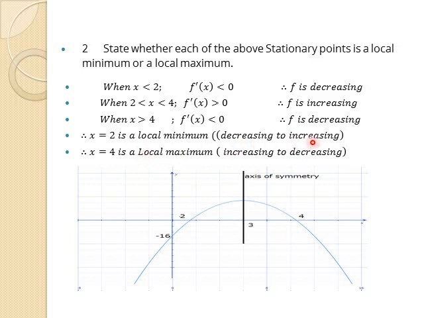So decreasing to increasing is a local minimum, increasing to decreasing is a local maximum. So when x equals 2, local minimum, that's concave up. x equals 4, local maximum, concave down.